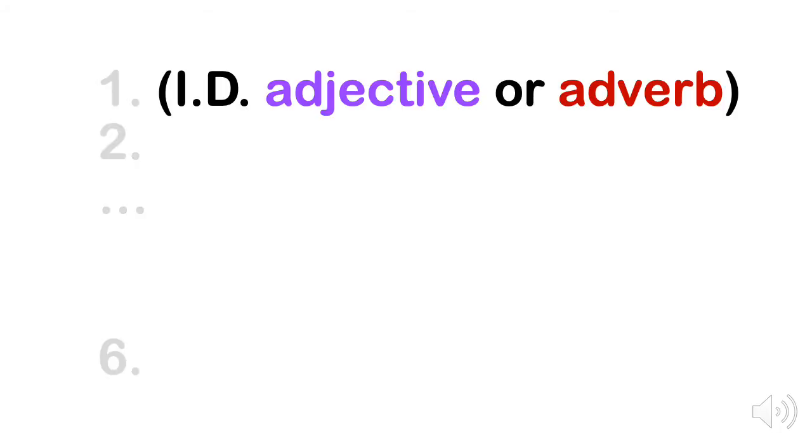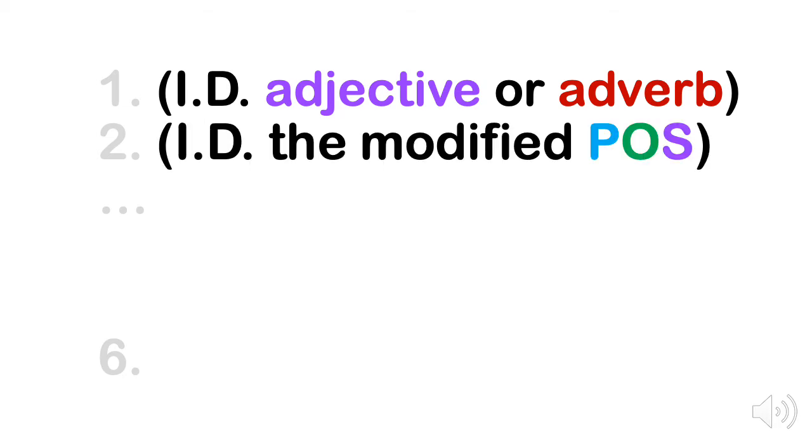Number your page from 1 to 6. In a moment, you'll see some short sentences on the screen. Try to identify the adjective or adverb in each sentence. Remember that there can be more than one. As an additional challenge, also try to identify the word which is being modified by the adjective or adverb. These could be nouns, verbs, adjectives, or adverbs. Let's begin.